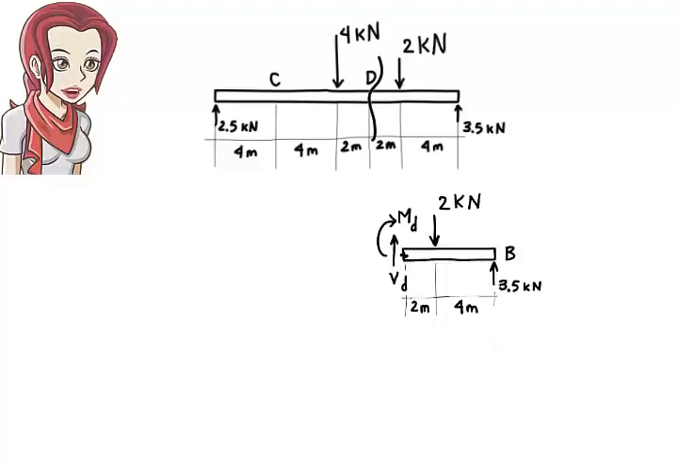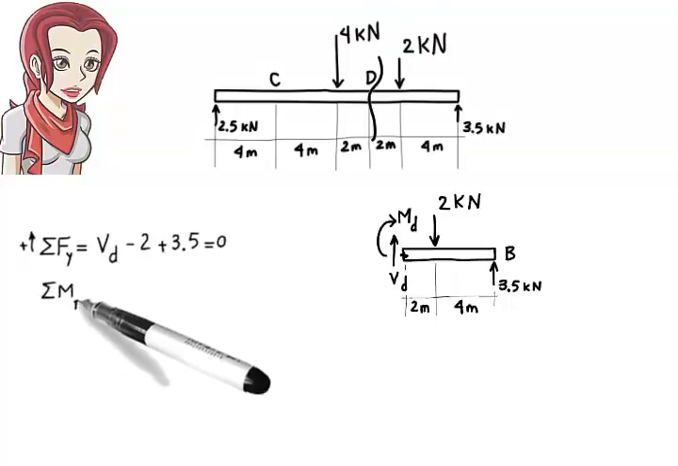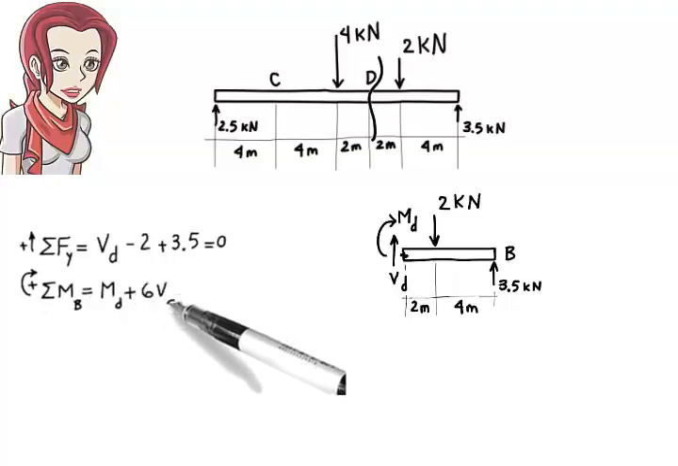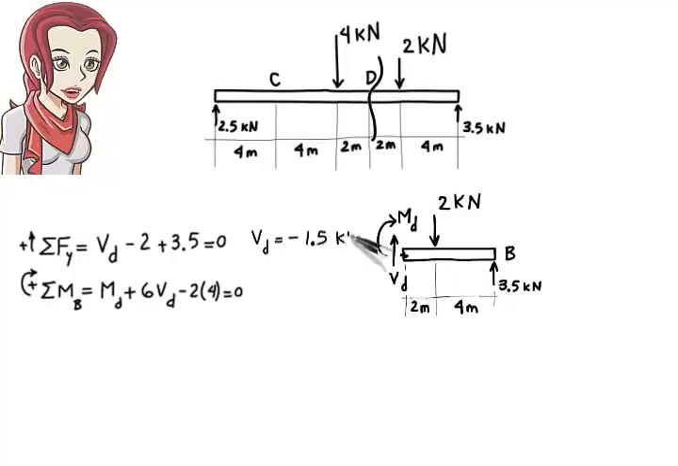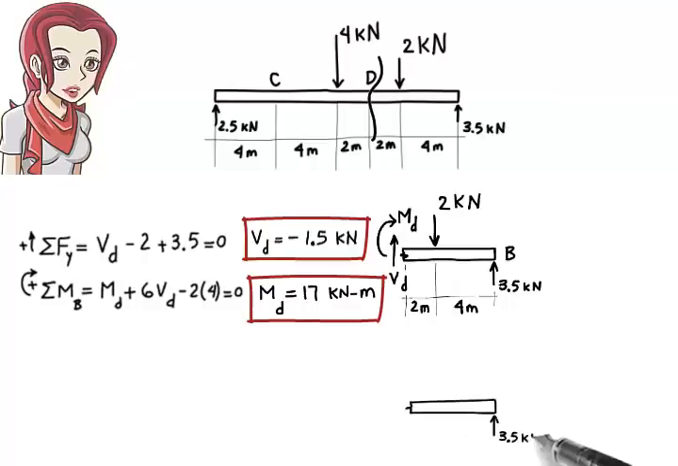Again, since there's no axial force present on the beam, I'm going to omit drawing the internal axial force at point D. Then, the relevant equilibrium equations are: from the first equation we get Vd equals negative 1.5. From the second equation we get Md equals 17. Here are the results shown graphically on the beam.